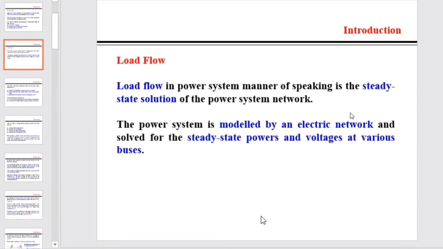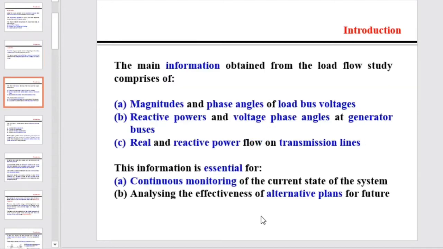And when we do so, we model the power system under consideration as an electric network, and we try to solve for the steady state power and the voltages at the buses that the power system has. So there will be a lot of buses involved in a power system. In modern generation, we have thousands of buses, and we need to know the power flow and we need to know the voltages of those various buses.